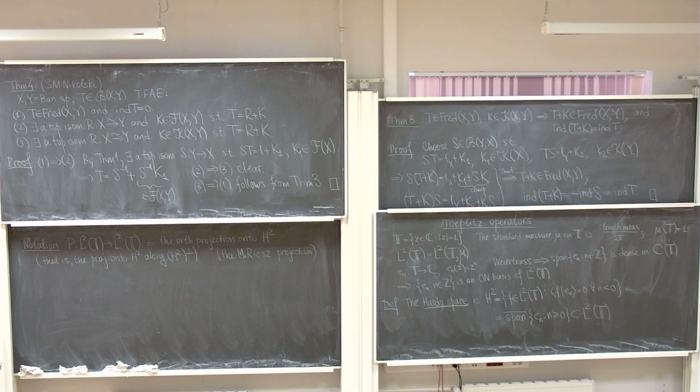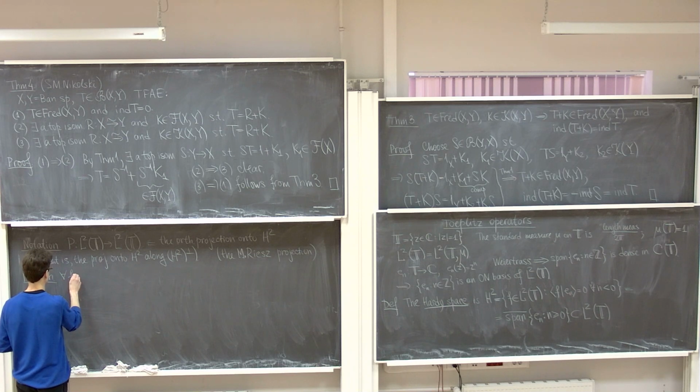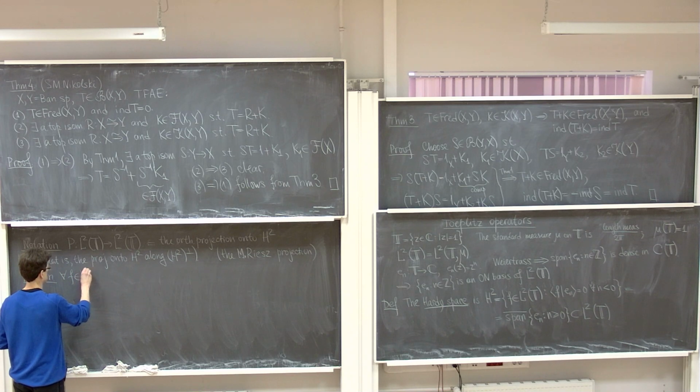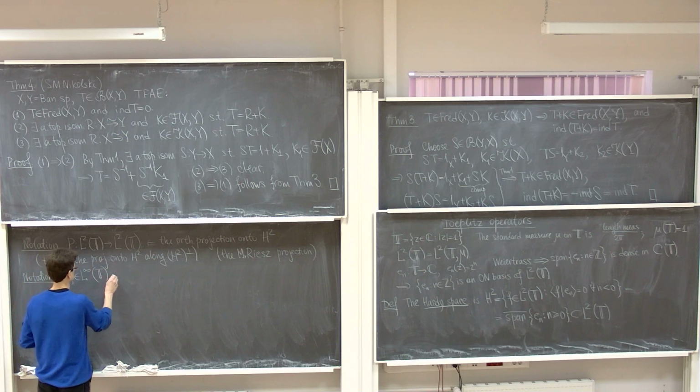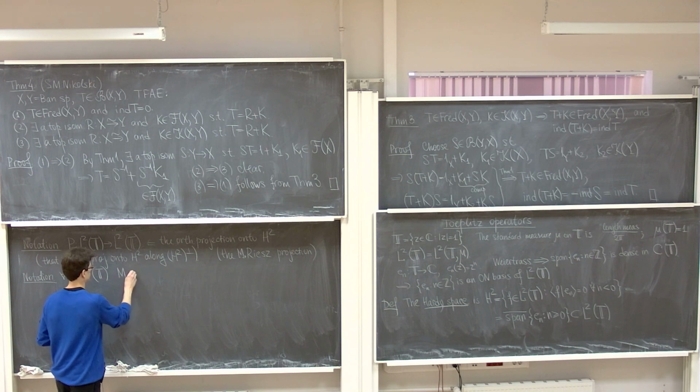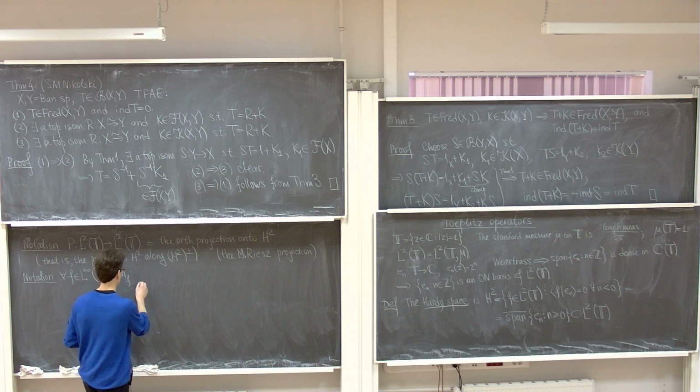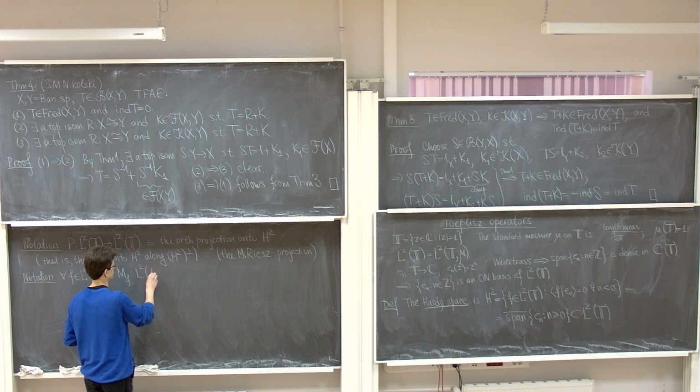Okay, now we are ready to introduce Toeplitz operators. So some more notation. For each essentially bounded measurable function f on the circle, we denote by M_f the respective multiplication operator which acts on the L2 space.